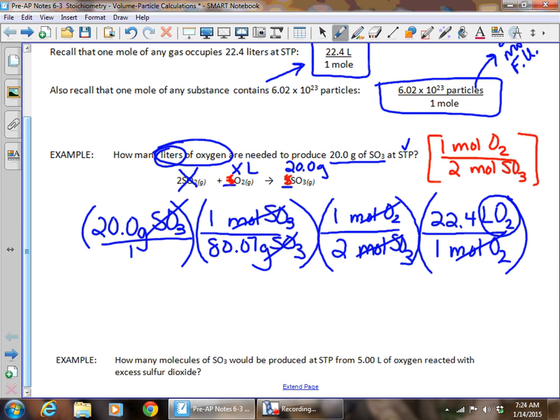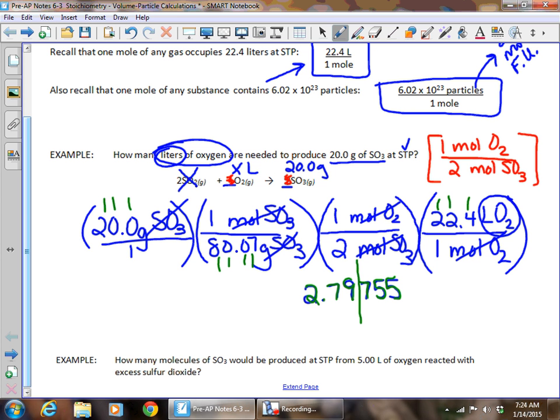So when I take 20 divided by 80.07 times 1 divided by 2 times 22.4, I get 2.79755. And remember that interim value, before we get it in correct Sig Figs and scientific notation, does not have to be there. Since it already has our decimal in the correct place, all we really need to worry about is our Sig Figs. So looks like we've got 3 Sig Figs for our 20.0, 4 Sig Figs for this molar mass, and 3 Sig Figs for our molar volume. So it looks like we're going to need 3 Sig Figs for our answer.